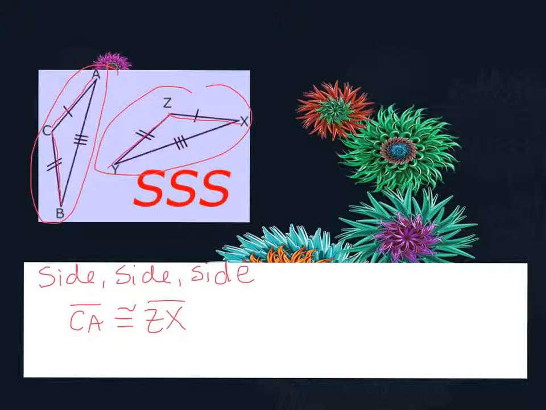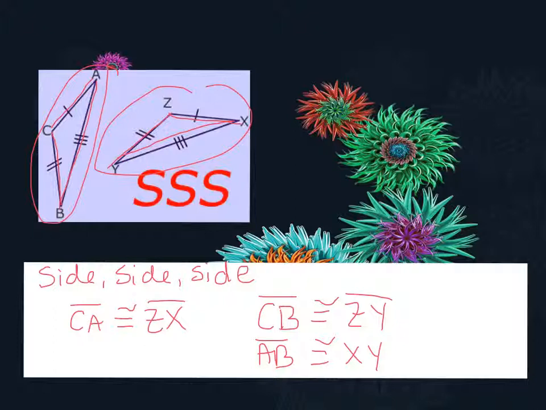And how do I know that they're congruent? Well, I can tell by the notation on the side. And we can also see that AB is congruent to XY. Since all 3 sides are congruent to each other, we can then say that these 2 triangles are congruent. So triangle ABC is congruent to triangle XYZ by side, side, side.